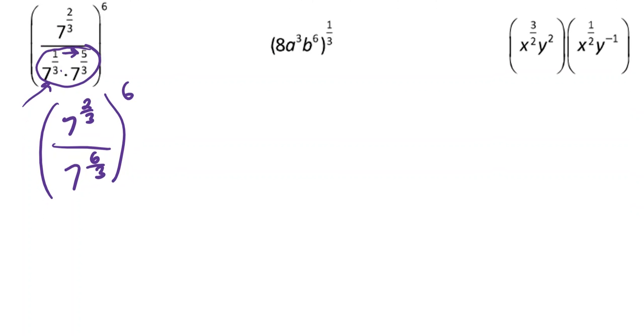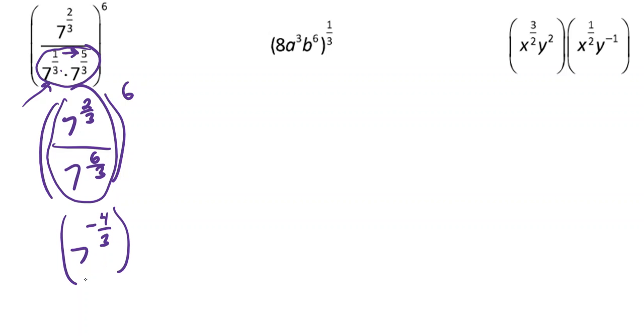Okay, and then let's do the next step. So we're going to take both of these. So 7 to the power of 2 over 3 divided by 7 to the power of 6 over 3 would be 7 to the power of negative 4 over 3. I'll write that a little different. 7 to the power of negative 4 over 3 to the power of 6.